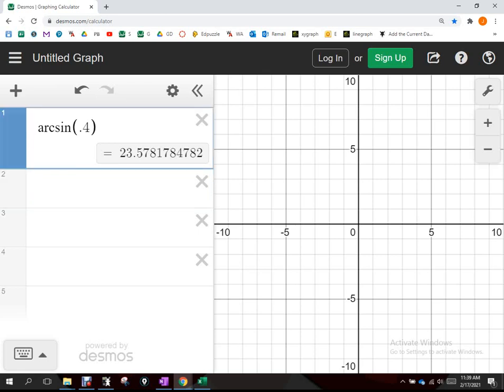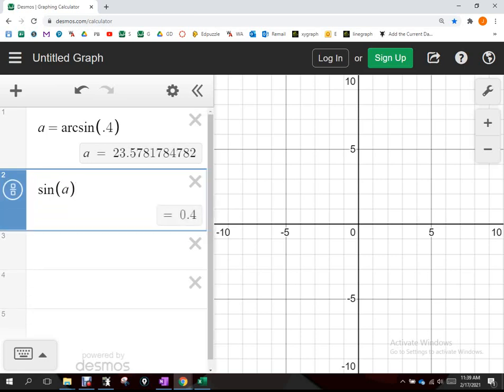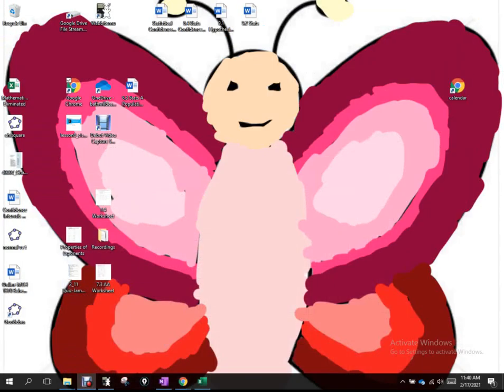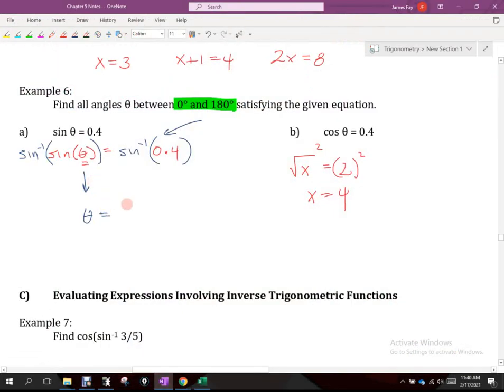If I let that be A, just to prove a point, the original problem was sine of theta equals 0.4, right? If I type in sine of A now, do we still get that 0.4 back? Does that make sense? So we got the right value for A here, correct? We solved this correctly. Does that make sense, everybody? Now let's think about this. If you go through that procedure, it's 23.58 degrees, and if that's the only answer I write down, we are wrong.